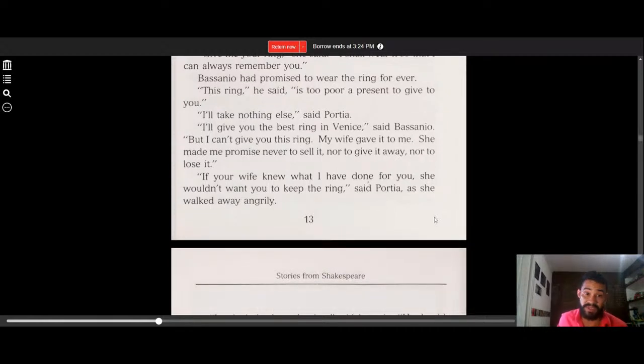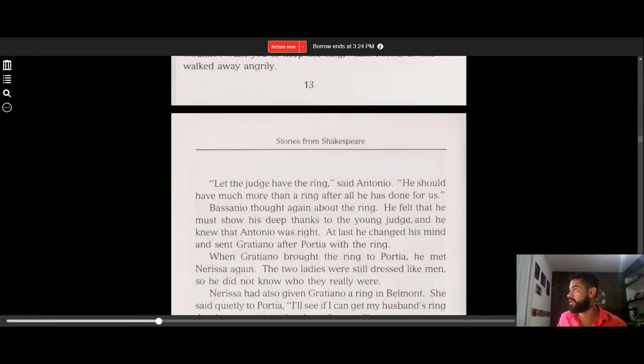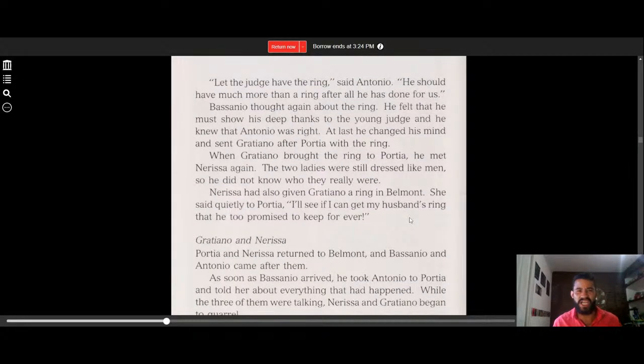She made me promise never to sell it, nor give it away, nor to lose it. If your wife knew what I have done for you, she wouldn't want you to keep this ring, said Portia as she walked away angrily. Let the judge have the ring, said Antonio. He shouldn't have much more than a ring after all he has done for us.